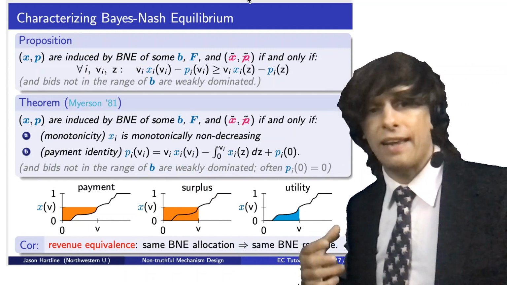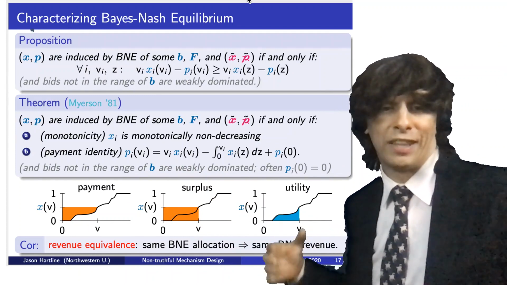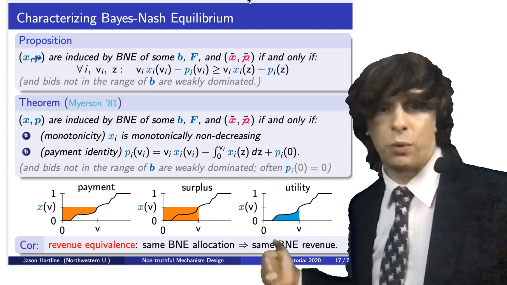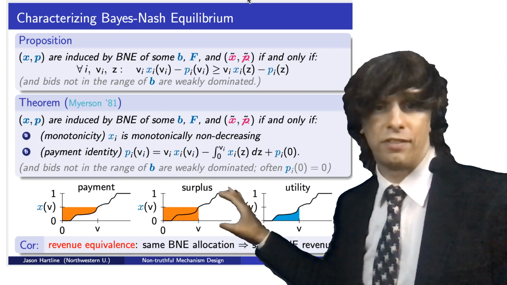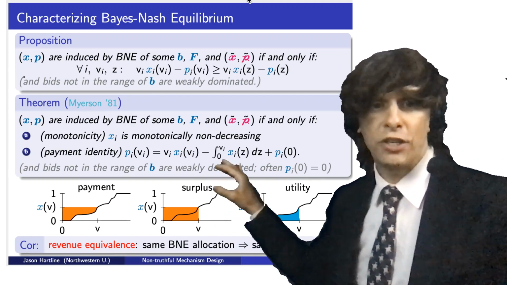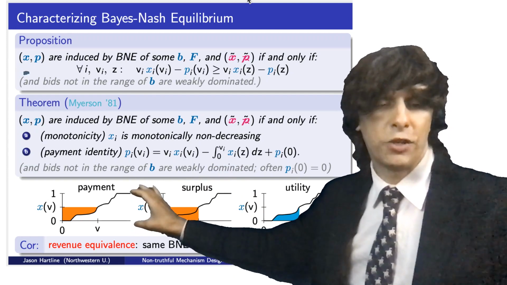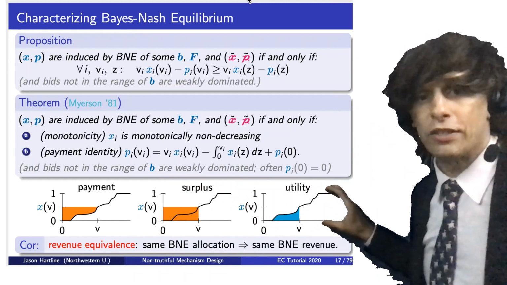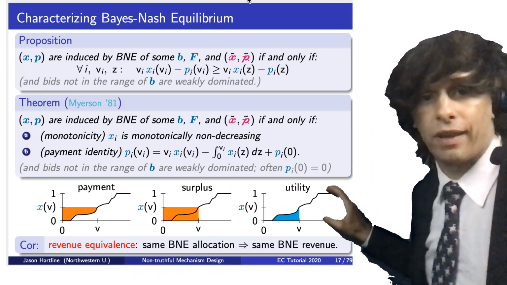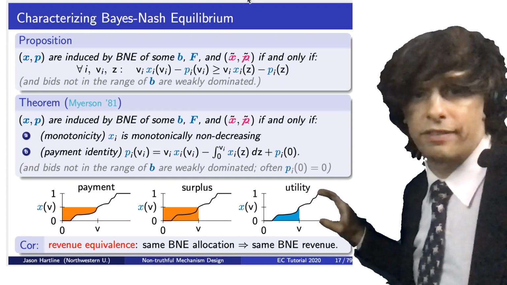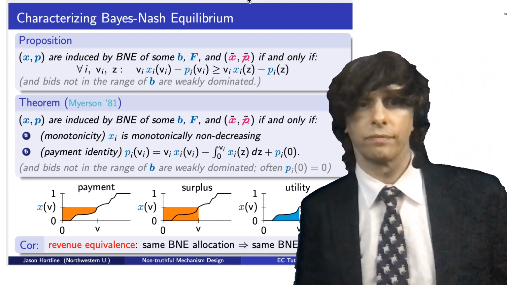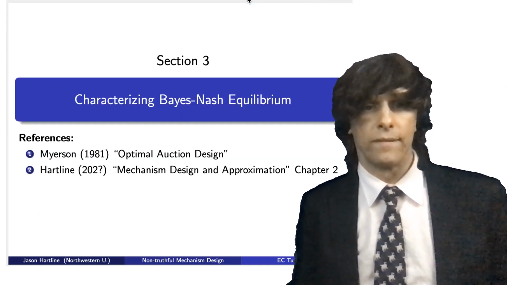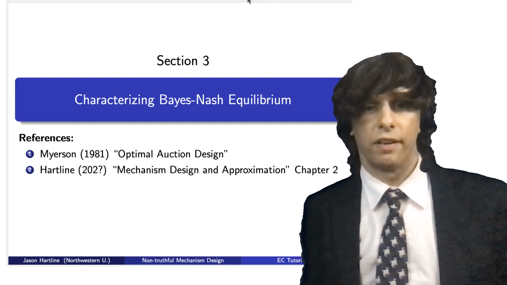And I want to say that while we've written revenue equivalence and the payment identity in terms of payments, I could have equally well stated this in terms of utility equivalence, because just as the allocation rule guarantees the payments are given by this integral above the curve, analogously, the utility is always given by this area below the curve. Okay, so we also have utility equivalence. Great. So that is our characterization of Bayes-Nash equilibrium.